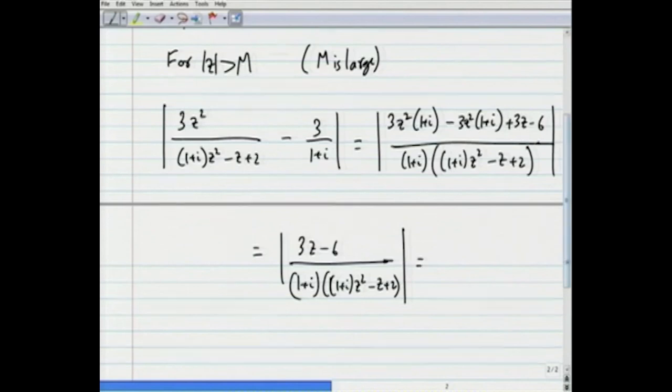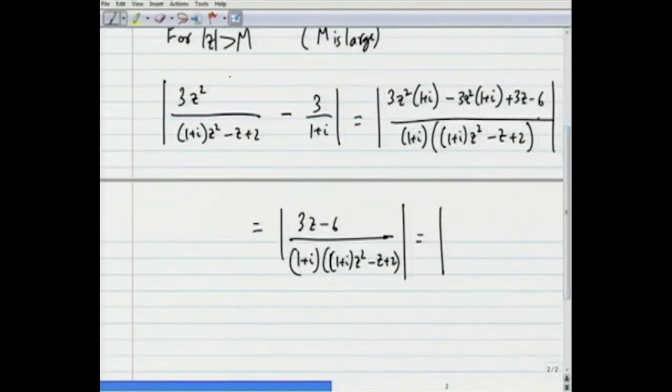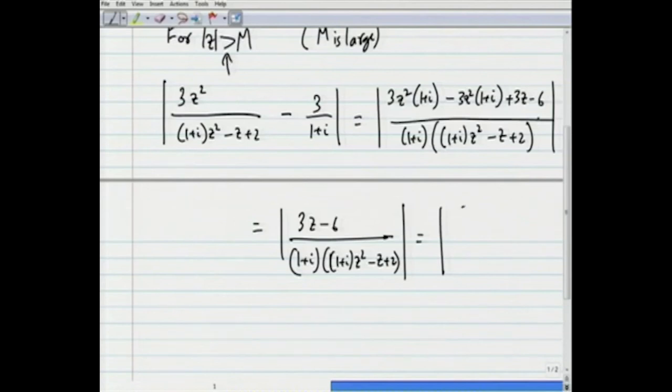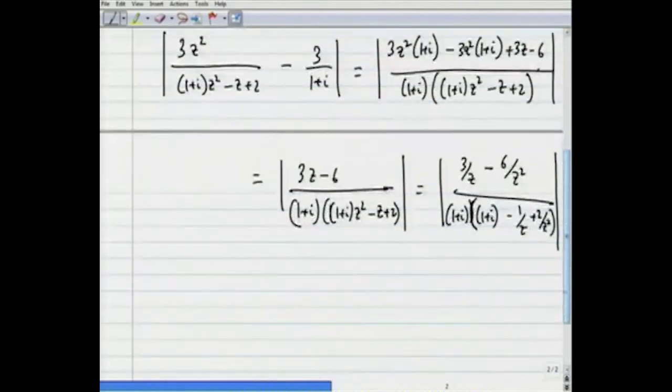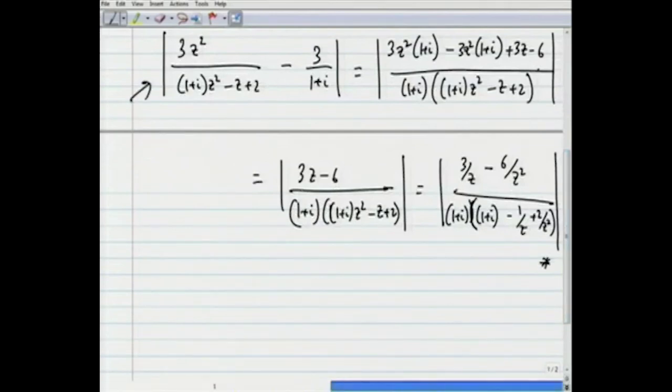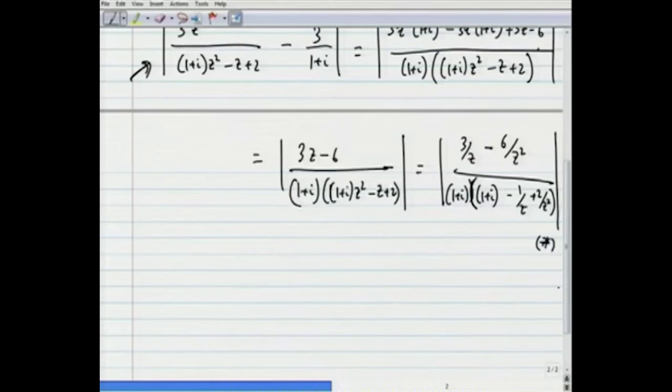I can divide by z squared in the numerator and denominator, since z is arbitrarily large. I get 3 by z minus 6 by z squared, divided by 1 plus i times 1 plus i minus 1 by z plus 2 by z squared, in modulus. We will preserve this expression, which is the estimation that we want to make. The modulus of this is equal to the modulus of this, and we will store this as star.